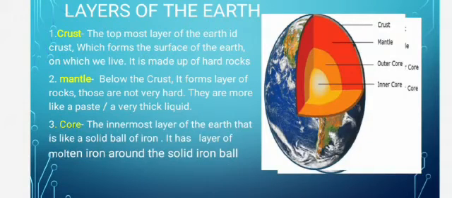Children, if we see the structure of the earth, we find that the earth is made up of different layers. Deep inside is a solid ball of iron. Around it, there is a layer of molten iron, and together they form the core of the earth. Around the core, there is a layer of rocks called the mantle. The rocks in the mantle are not hard, they are more like a paste or very thick liquid. Over the mantle, there is a crust where we live, and it is made up of hard rocks.